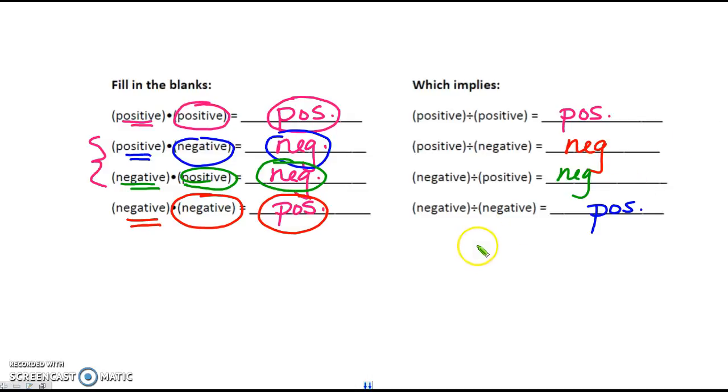So basically, if you're multiplying and the signs are the same, you wind up with a positive answer. If you're dividing and the signs are the same, you wind up with a positive answer. If you're multiplying and the signs are opposites, you get a negative answer. If you're dividing and the signs are opposites, you get a negative answer.